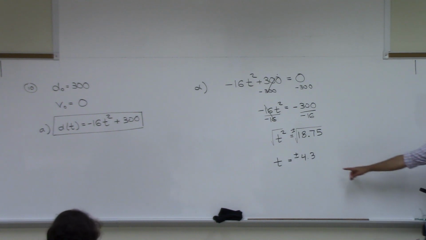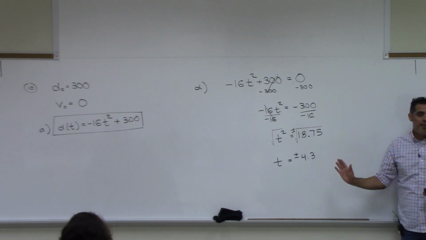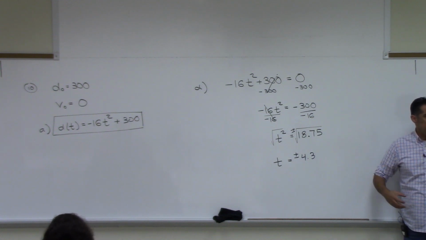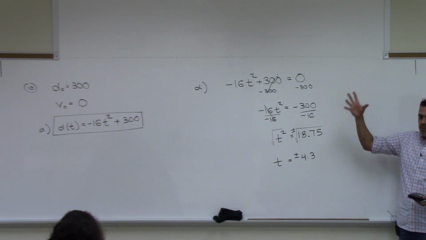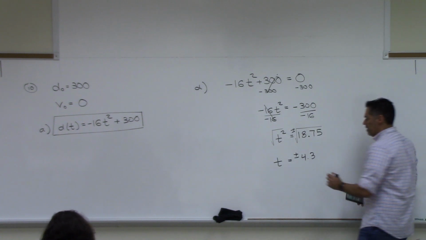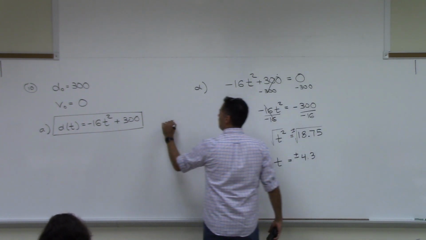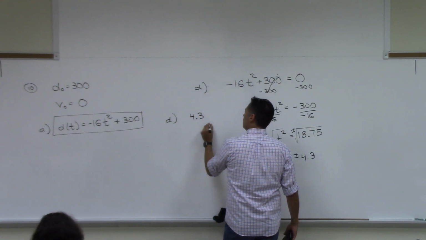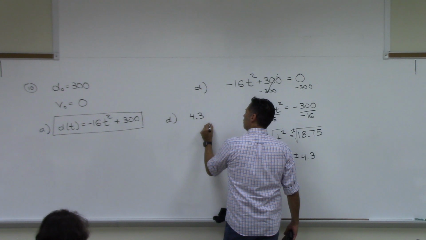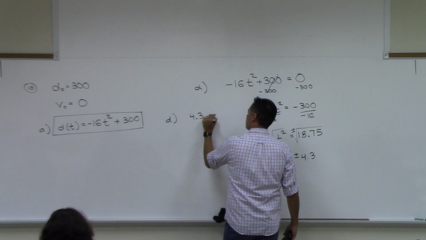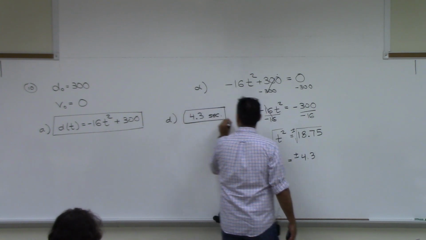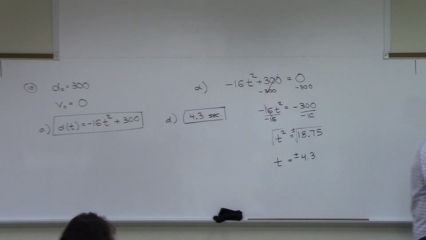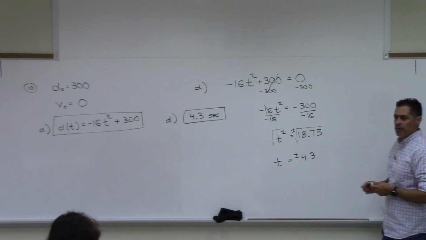Now, we have 2 answers here, don't we? But only one of them makes sense because one of them is a negative time, and we don't have negative time here. We drop the ball, so we only take the positive answer. So to answer part D, our answer is 4.3 seconds. Remember what it's asking, right? It's asking, when does the ball reach the ground? In other words, how long does it take for that ball to hit the ground, right?